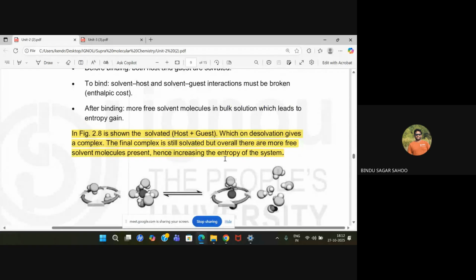You can see here the complex. Initially it is only solvated host and guest, which on dissolution give a complex, and the final complex is still solvated. But here, most of the water molecules move away from the host-guest environment, and only a few solvent molecules still make contact with the complex. The majority of the solvent molecules go outside the host-guest environment, and the final complex is still solvated, but overall it is more free from solvent molecules, hence increasing the entropy of the system.